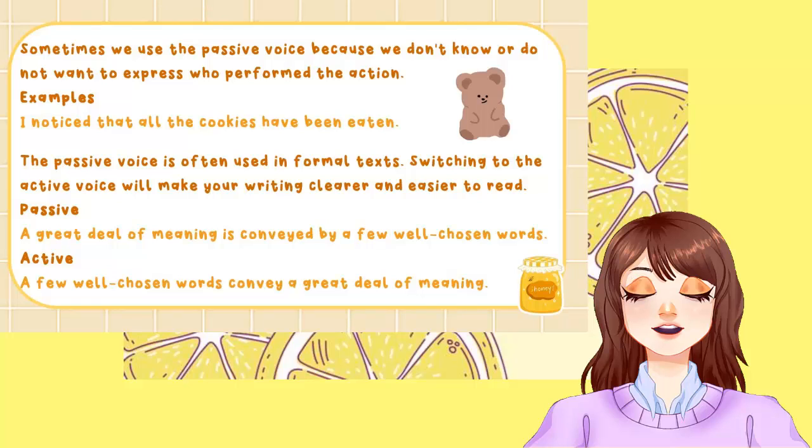For example, I noticed that all the cookies have been eaten. The passive voice is often used in formal text. Switching to the active voice will make your writing cleaner and easier to read. For example, the passive: a great deal of meaning is conveyed by a few well-chosen words, and the active voice: a few well-chosen words convey a great deal of meaning.